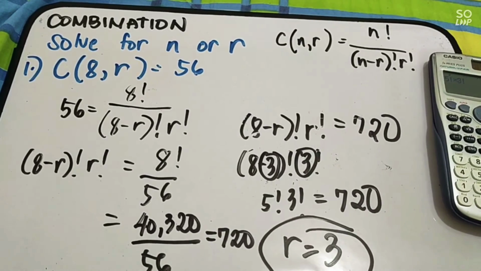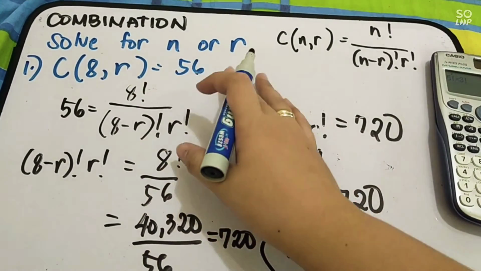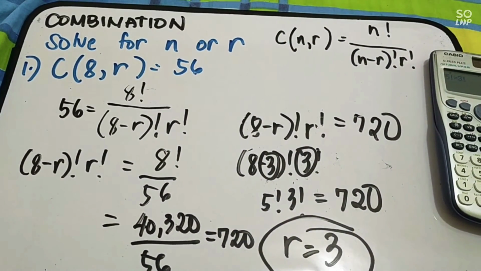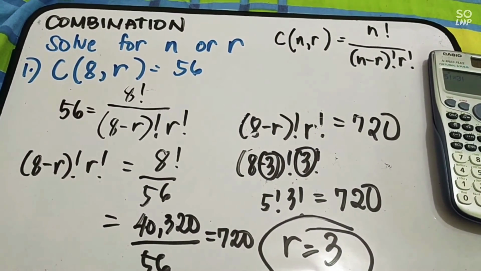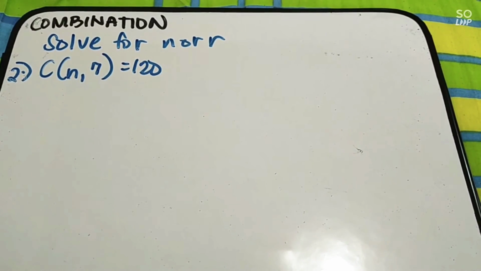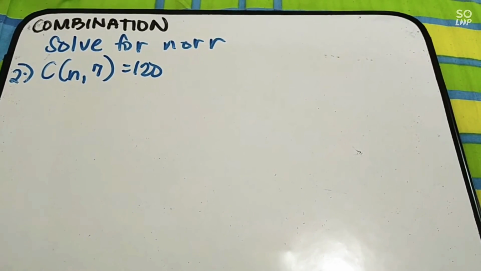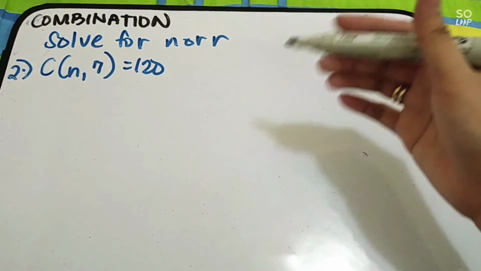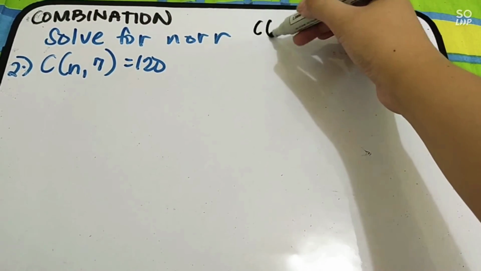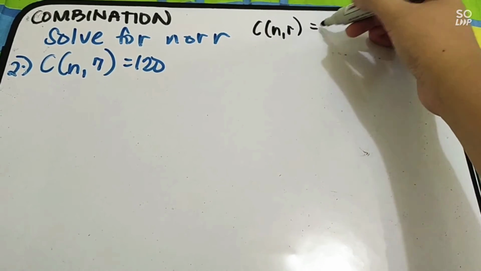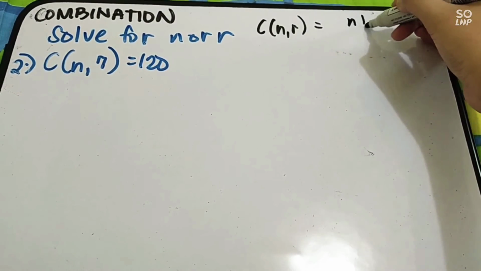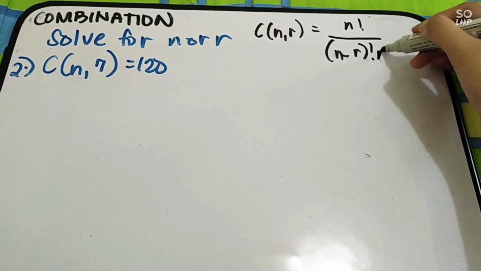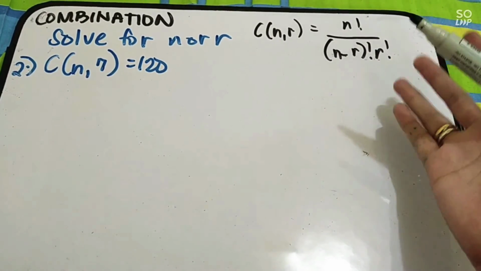Now, let's move with another example. Ang nawawala naman ay si n. So, same process lang naman din kay permutation. Let us have number 2. We have combination of n objects taken 7 at a time is equal to 120. So, ang gagamitin natin, formula ni combination which is C(n, r) is equal to n factorial over n minus r factorial times r factorial. Then, substitute lang ulit natin.